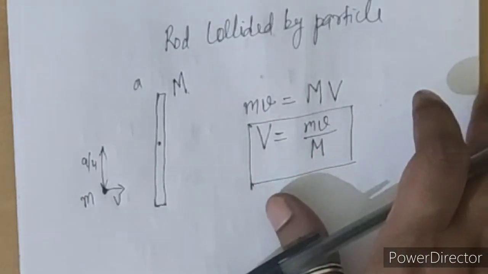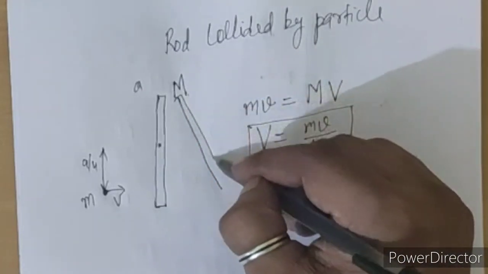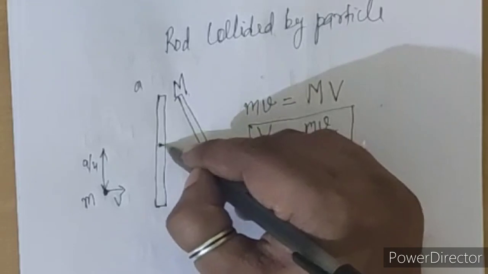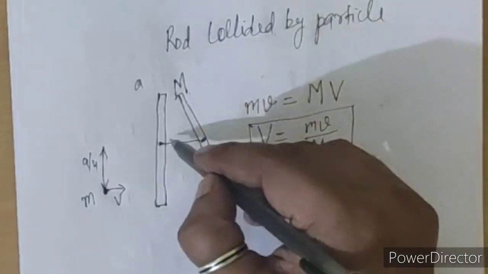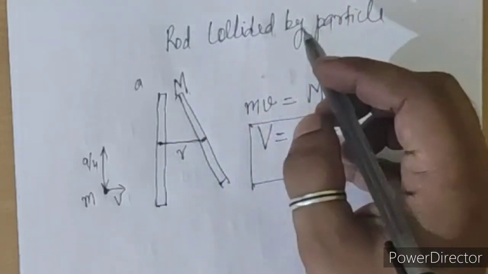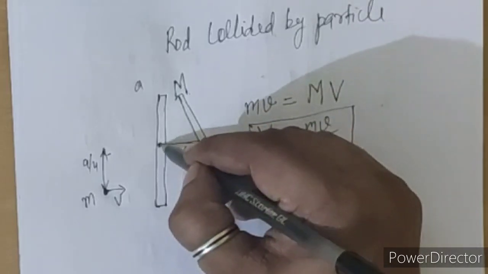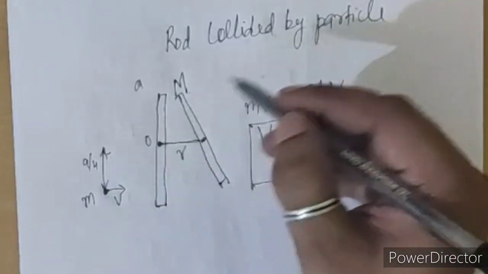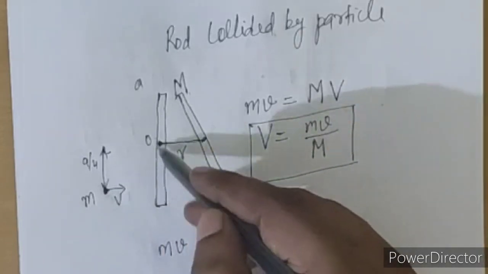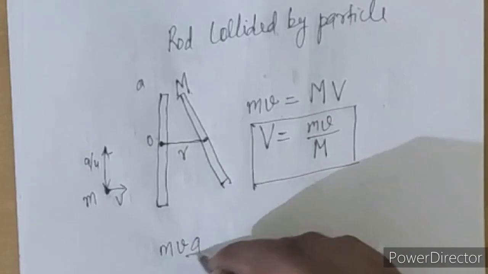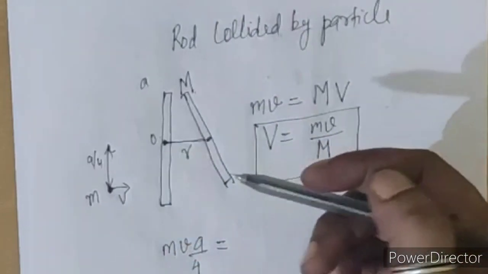Now we do the conservation of angular momentum. Say this rod turns like this, and the center moves in a straight direction. So the angular momentum of this small particle with respect to the center point O is initially mv times its distance from the center, which is A by 4. Initially the rod was at rest, so there is no angular momentum.